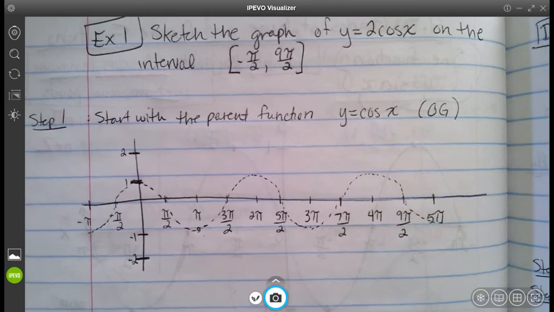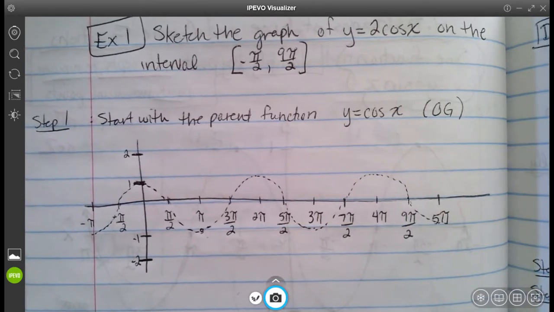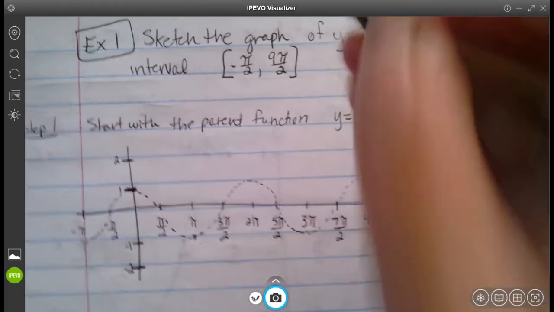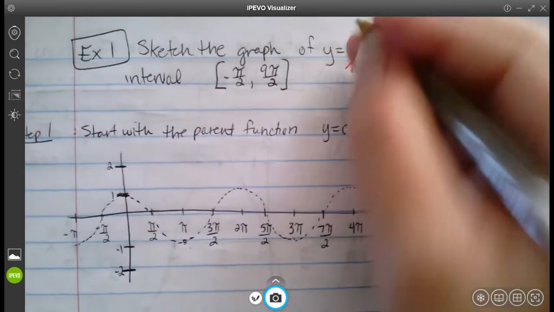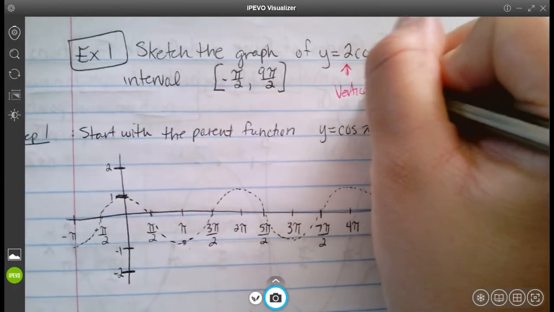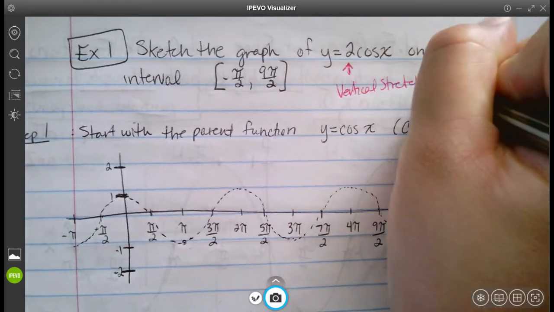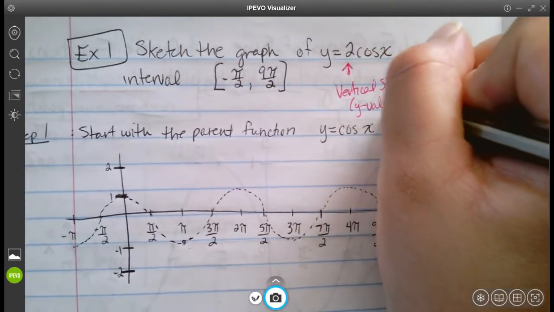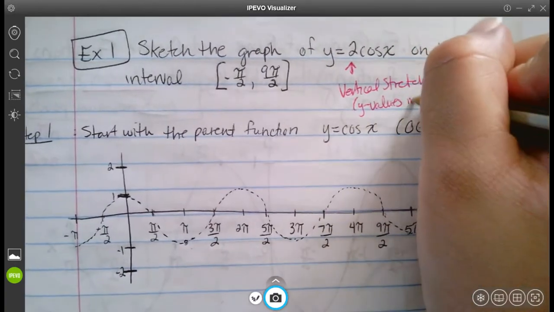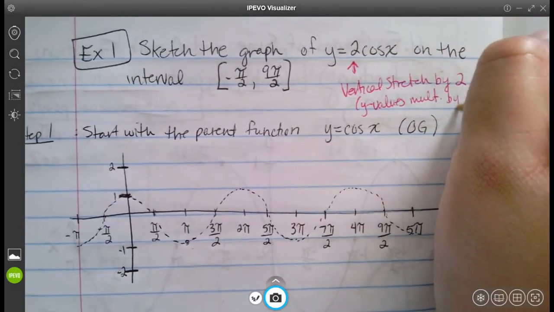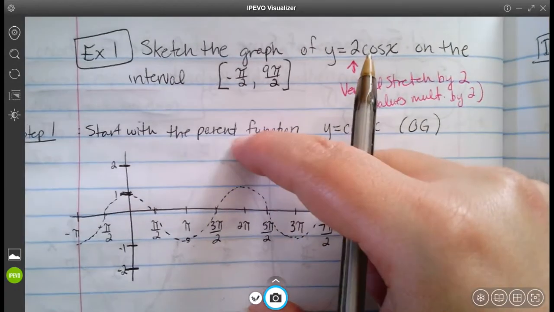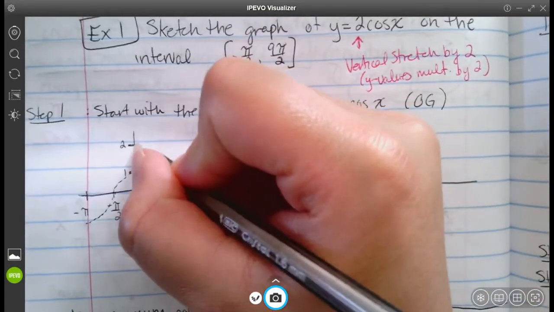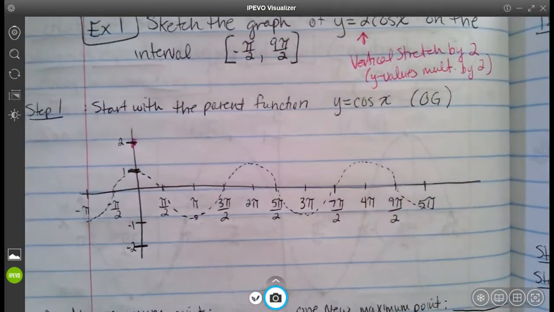So what we're going to do now is, we know that the 2 is a vertical stretch. We used to call it a vertical stretch, but there's actually another name for it, which we'll get to in just a bit. This is a vertical stretch by 2, which means all of my y values get multiplied by 2. So put multiply by 2. They just get pulled up. That means that this point right here, instead of being at 1, is going to be at 2.